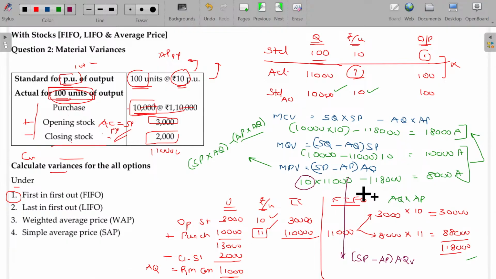Standard price also 10, actual price also 10. So, to the extent of 3,000 units, there is no reason for the variances. The reason for the variances is only to the extent of 8,000 units. Am I right? Standard price being 10, actual price 11, this excess payment of 1 rupee is applicable only for 8,000 units. That way also you will get the same answer. Either you can calculate in the format I have given earlier, or you can take only the quantity to the extent of variance. Not the 11,000 units, only 8,000 units will play the role. Clear? Make a note of it.